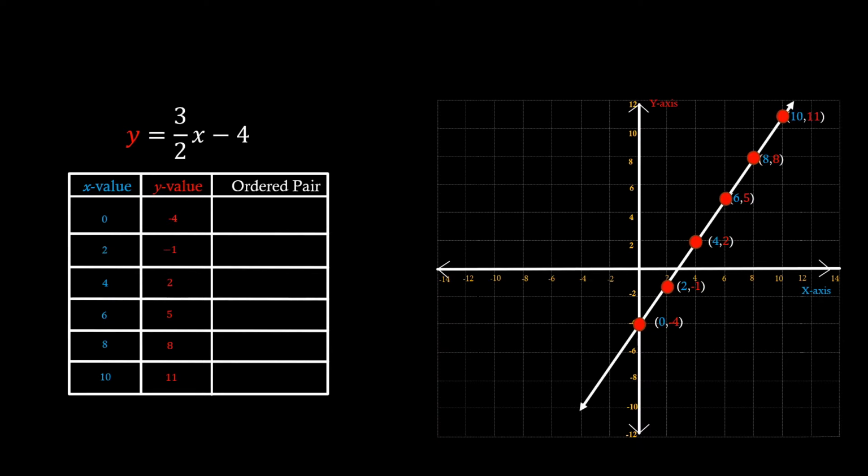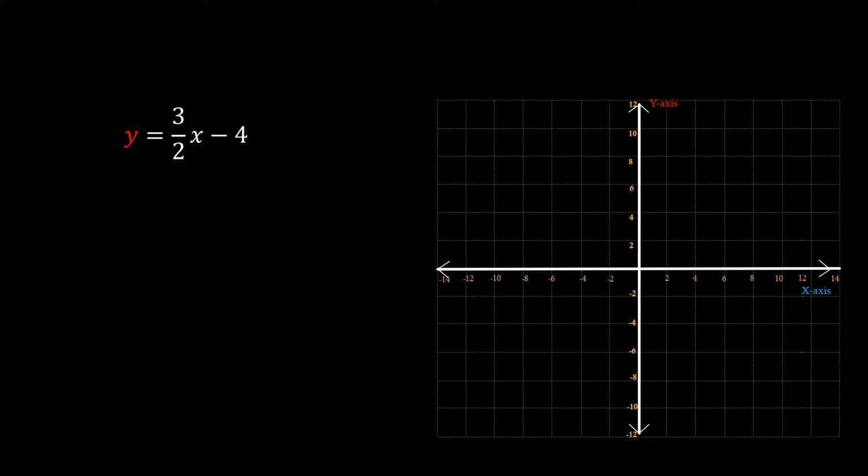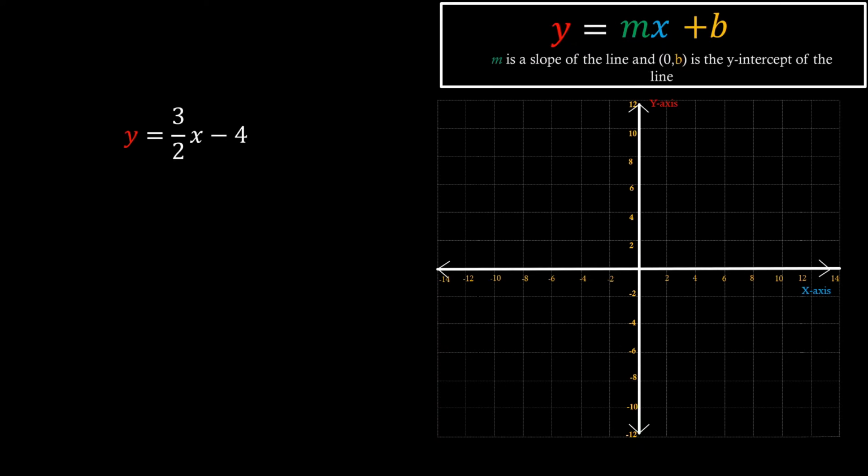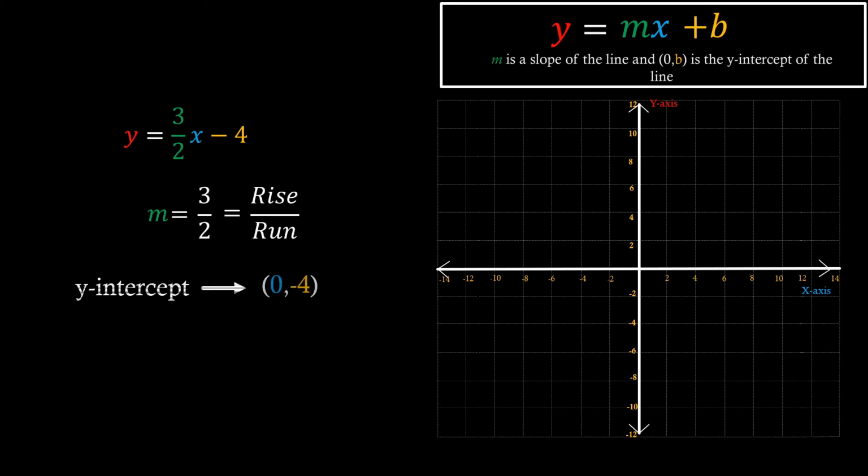If we have an equation that is written in slope-intercept form, we can quickly identify the slope and y-intercept, which are enough to graph the line. Let's look at the last equation but from a different perspective. Looking at the equation, we can see that it's written in slope-intercept form. So this means 3 over 2 is the slope of the line, and negative 4 is the y value in the y-intercept. So that's 0, negative 4.